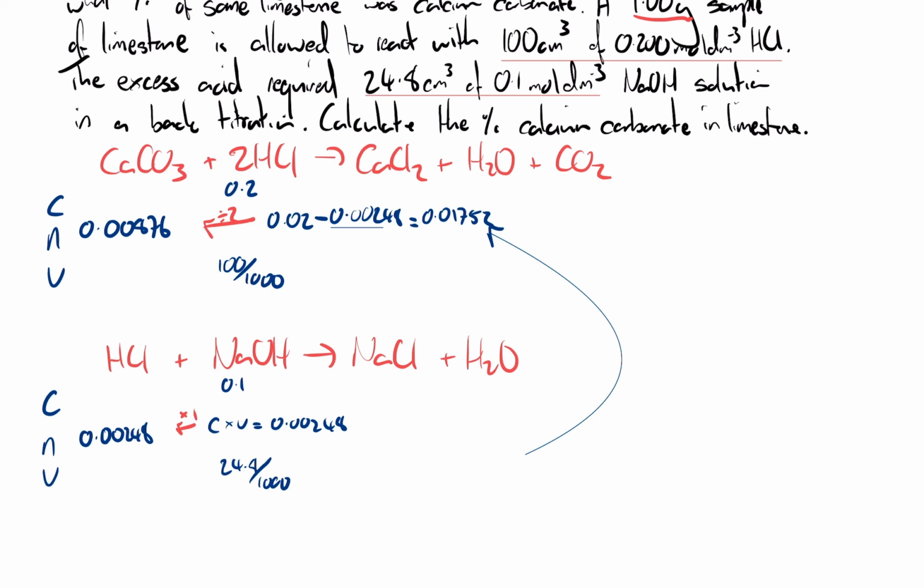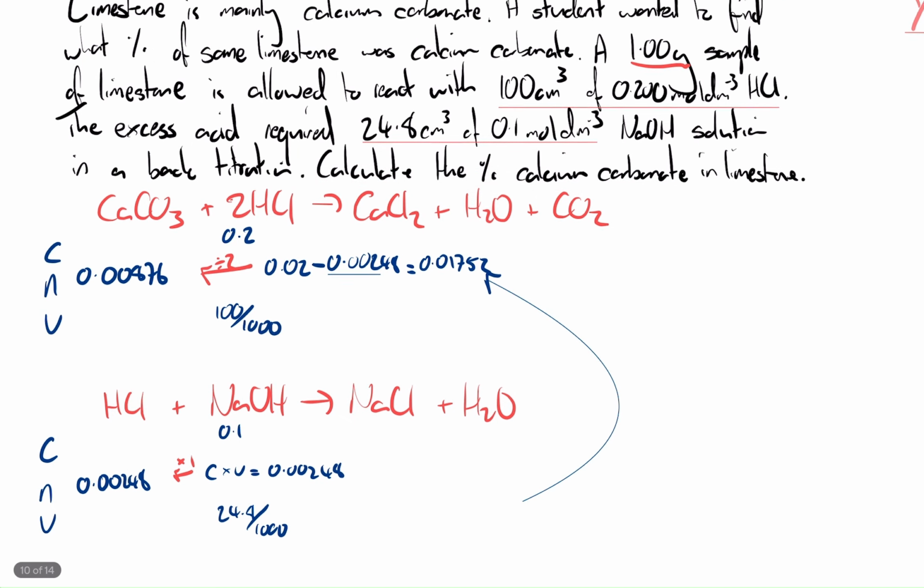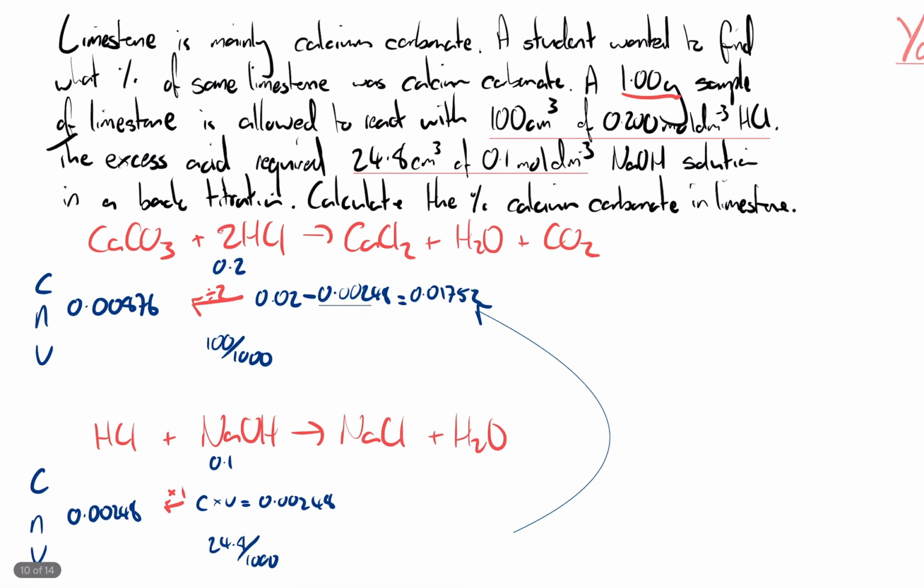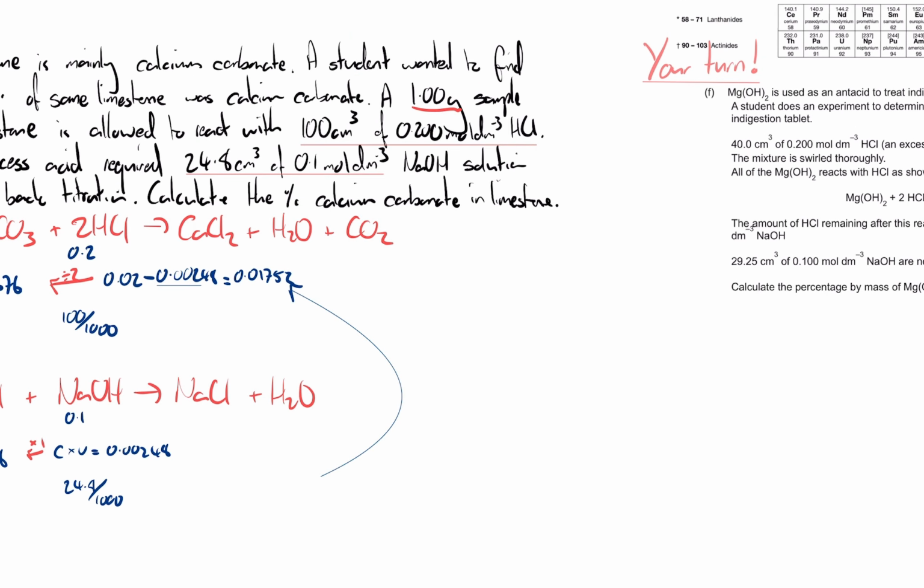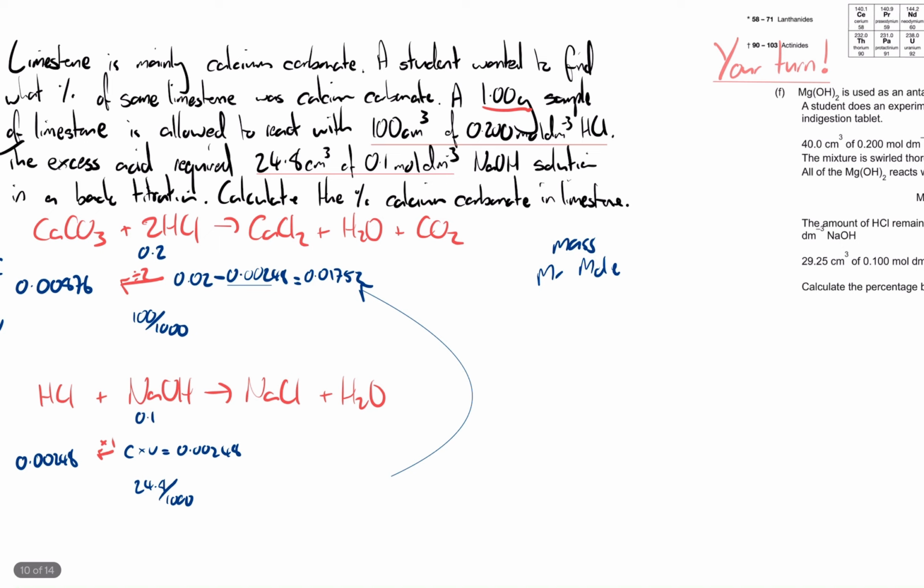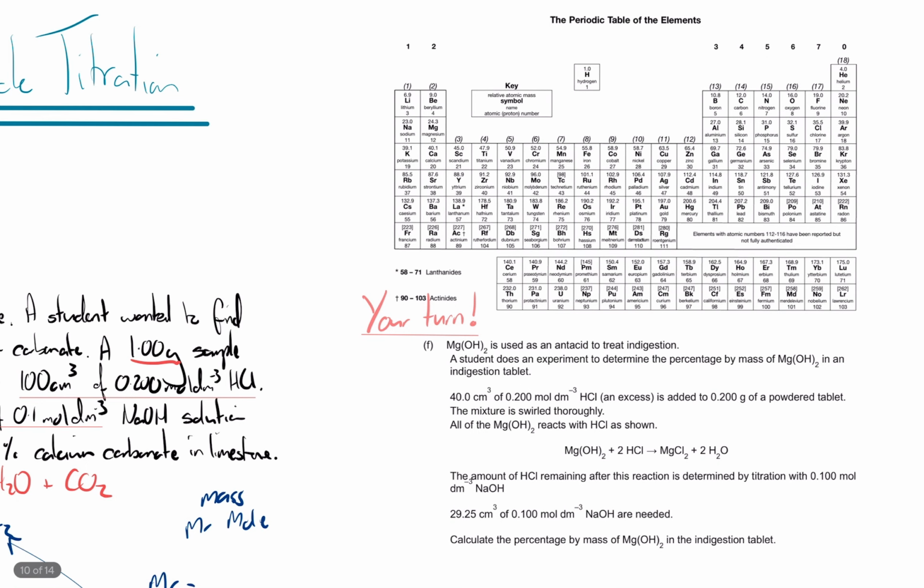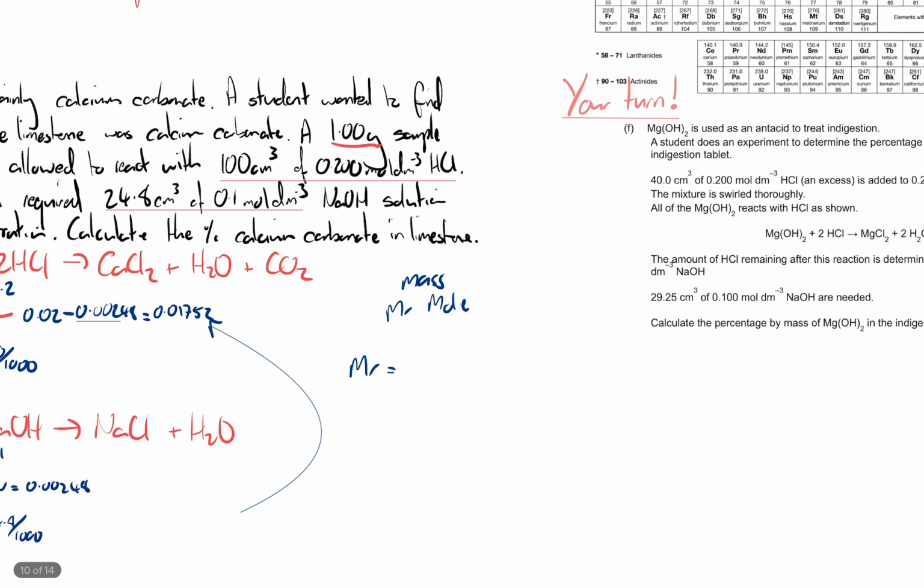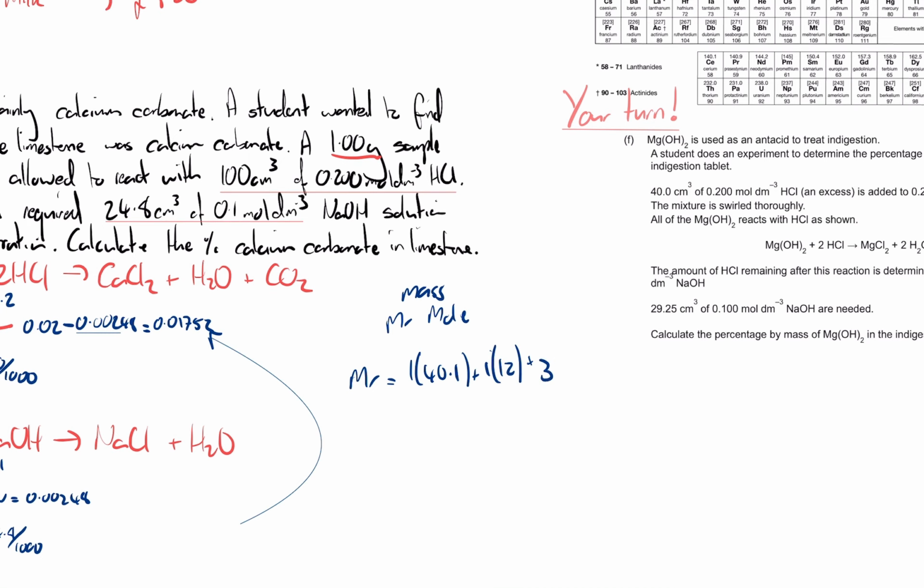That's not what our question asked though, right? We need our percentage calcium carbonate in 1 gram. Where's our 1 gram? 1 gram. So now we start thinking about our mass, Mr, mole. We've got our moles. Let's work out our Mr. Mr is equal to, we've got 40.1 for calcium, carbon's 12, oxygen 16. So we've got 1 lot of 40.1 plus 1 lot of 12 plus 3 lots of 16, which gets us to 100.1.